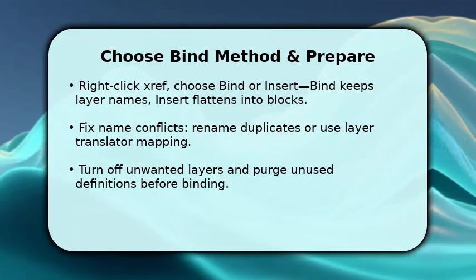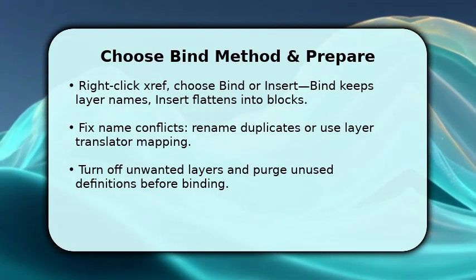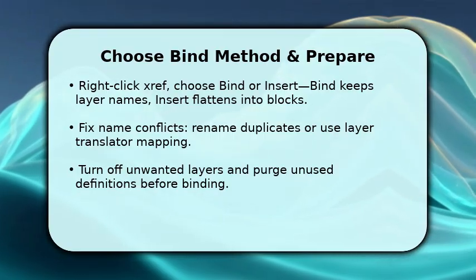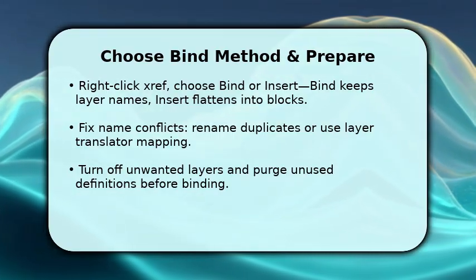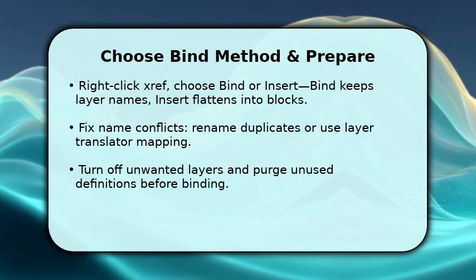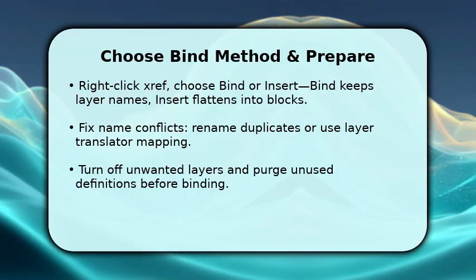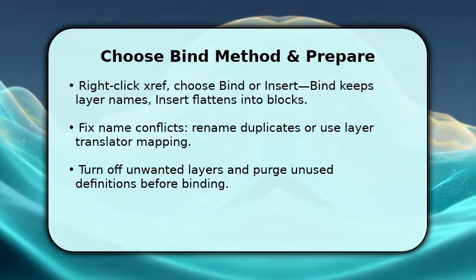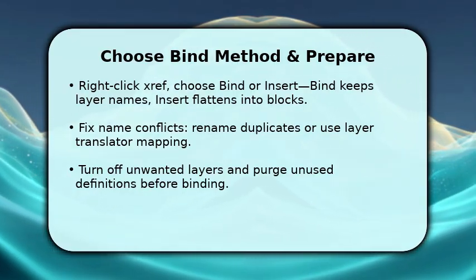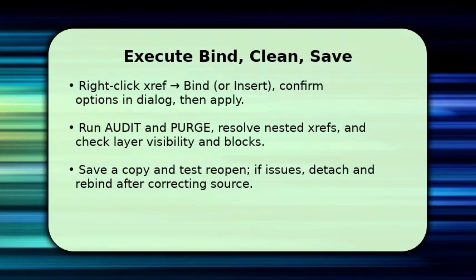Before committing, check for naming conflicts and use layer translator or manual renaming to avoid duplicate names that AutoCAD will alter. Once layers and names are clean, turn off or freeze any layers you don't want brought in. Execute the bind. Right-click the chosen Xref and select Bind or Insert, then confirm the dialog options so layer prefixes and block names behave as expected.